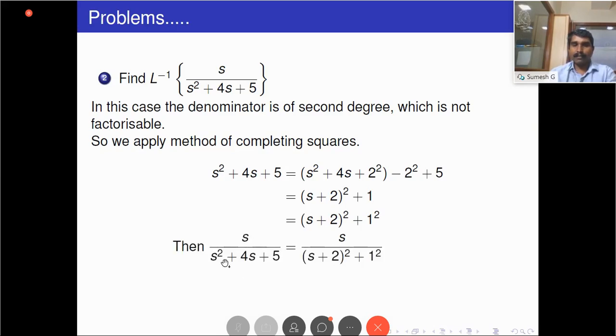Then we can write s by s square plus 4s plus 5 as s by (s plus 2) whole square plus 1 square. We can find the inverse Laplace transform. Again, we have to note one more point. We always look into the denominator of the expression. In this case, the denominator is a function of s plus 2. Also, the numerator contains the variable s. So we have to convert this s in terms of s plus 2.